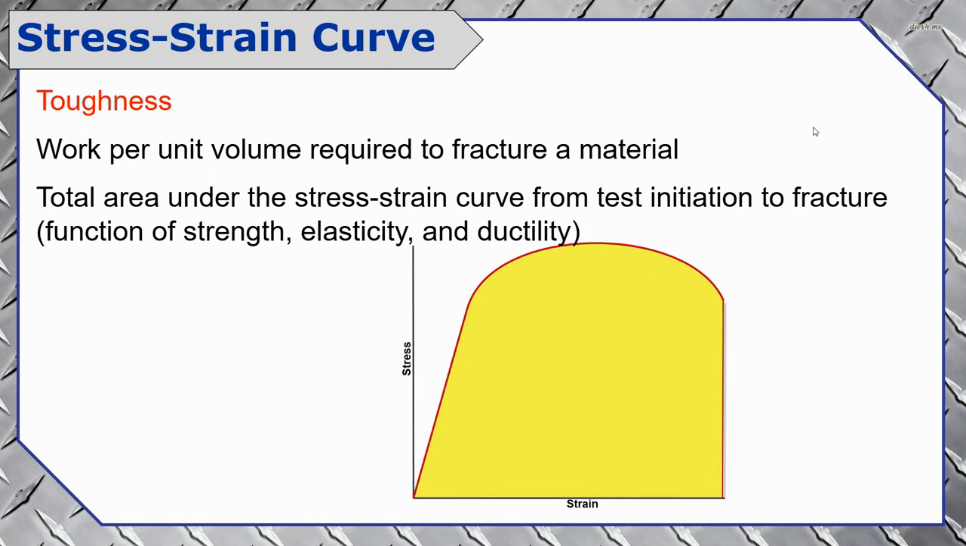A lot of materials are prized for their toughness. Toughness is the work per unit volume required to fracture a material. This is similar to resilience, but resilience was the work per unit volume that a material could withstand before permanent deformation. Toughness also accounts for the energy that a material can absorb even during plastic deformation. Toughness is defined as the total area under the stress strain curve from the test initiation all the way to fracture. So this is a function of strength, elasticity, and ductility.